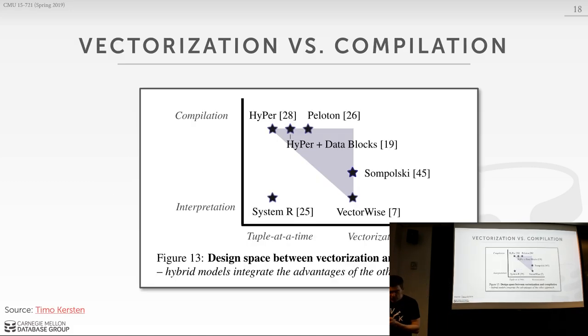They have this nice chart where they talk about the trade-off between vectorization and compilation. Along the x-axis, you have interpretation versus compilation. Interpretation means something has to figure out on the fly what it needs to do for a particular query, whereas in compilation, everything's baked in. And then tuple-at-a-time versus vectorization. The two extremes are compilation, which would be HyPer, over here, and vectorized over there. And I want to talk about us over here. I don't know why we're not here, but whatever.